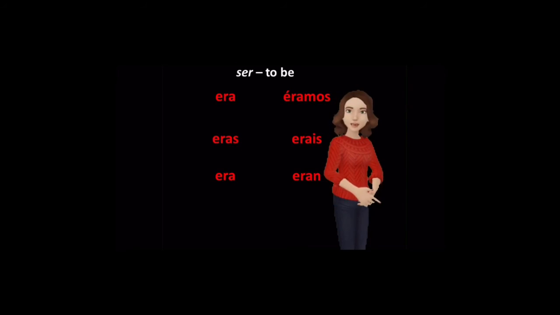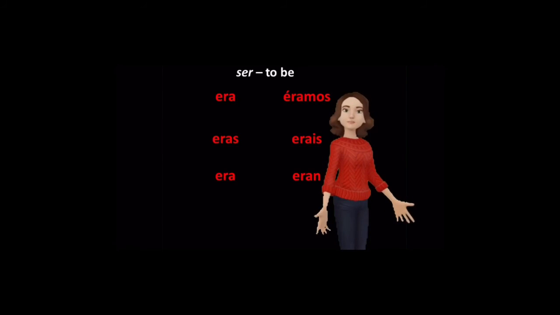The first verb that is irregular in the imperfect tense is the verb ser, which means to be. In the imperfect tense, ser is conjugated in the following way. Era, eras, era, éramos, erais, eran. Notice that the nosotros form does contain an accent mark. You will need to memorize these 6 forms.